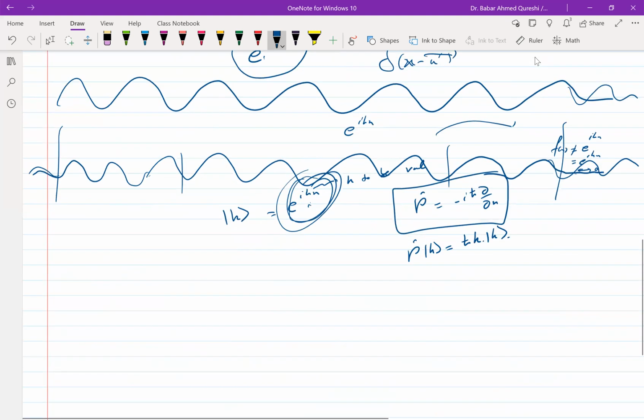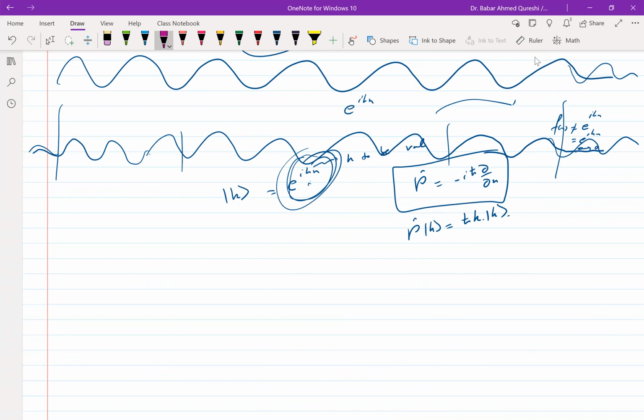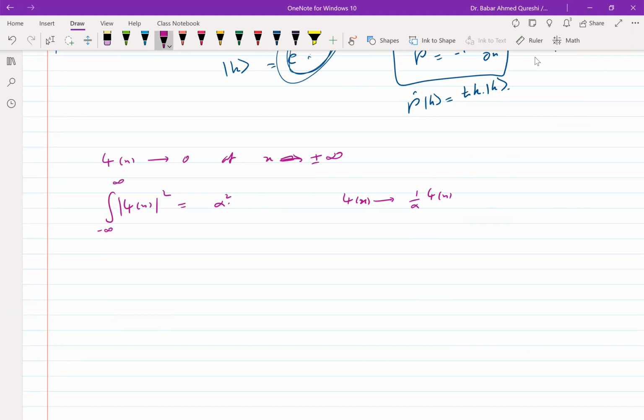So with this, you can see that if I have a function which goes to 0 at x going to plus minus infinity, then I can normalize it, because it goes to 0 at infinity, so the integral is going to give me some number, let's say alpha square. So I can normalize psi of x like this, and you can include a phase if you want.